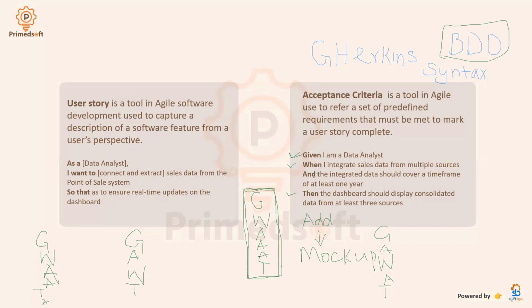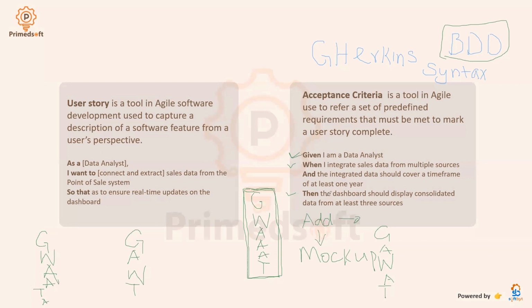So for us in this part, as the data professional, you are the data analyst who wants to integrate the data. When I integrate sales data from multiple sources, and the integrated sources should cover a time frame of at least 1 year, you can choose not to even put this "and" here and put it in additional information. You can put it in additional information if you like.